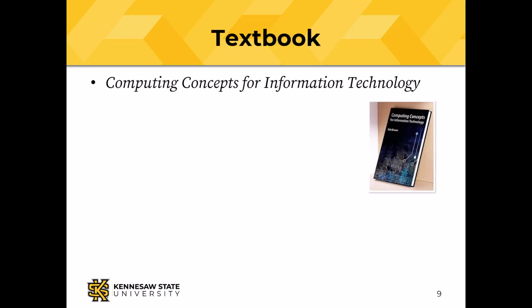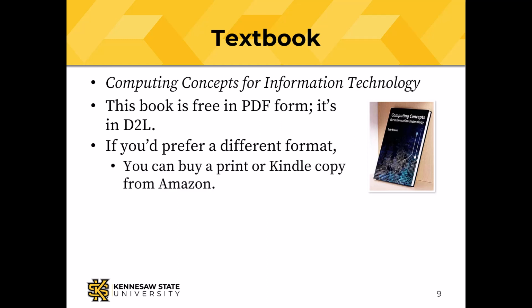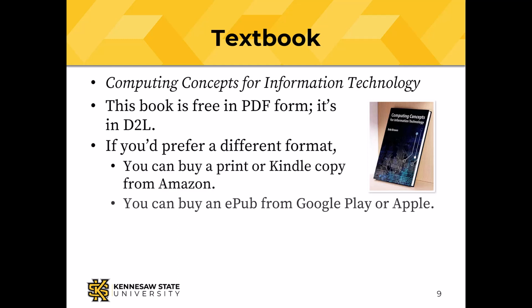I mentioned that I was the author of the textbook. The textbook is Computing Concepts for Information Technology: How Computers Really Work. This book is free in PDF form in Desire to Learn. If you prefer a different format, you can buy a print or Kindle copy from Amazon. You can buy an EPUB from Google Play or Apple Books. Any bookstore can order a print copy for you. To find these, search Computing Concepts Bob Brown, and you'll find exactly what you need.